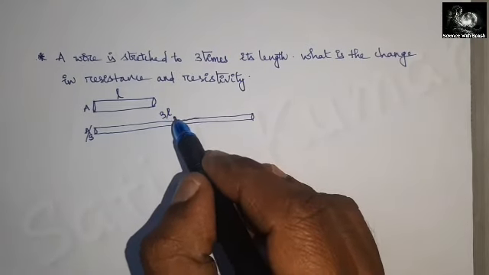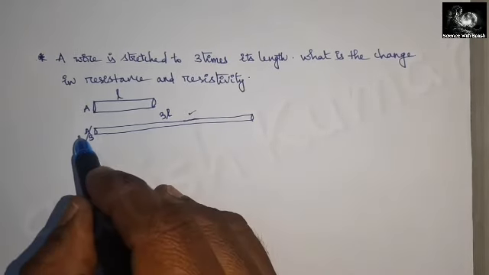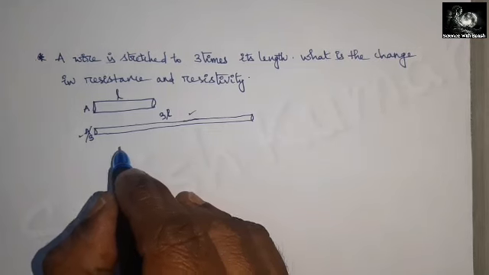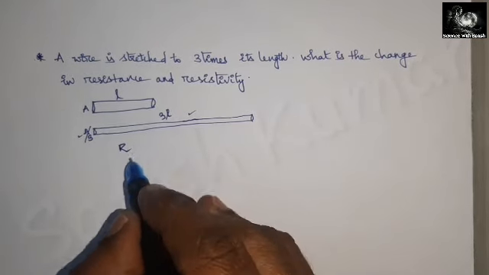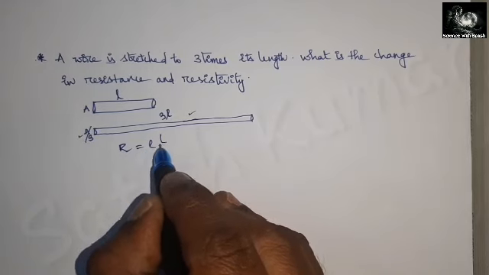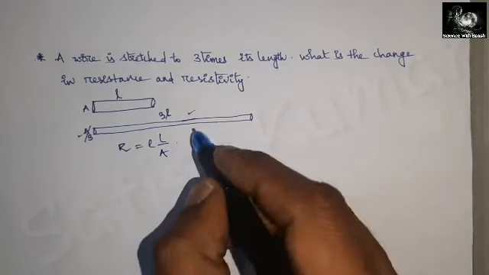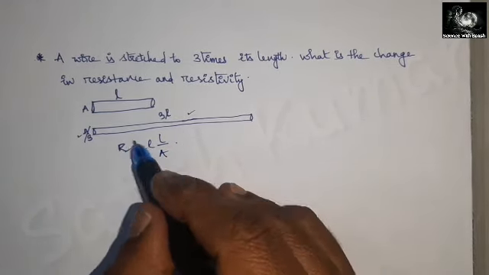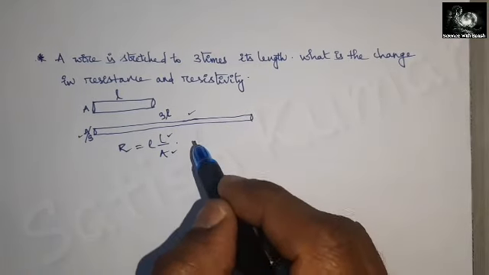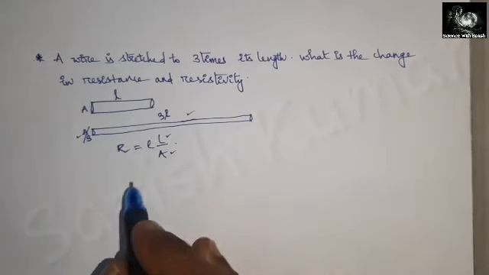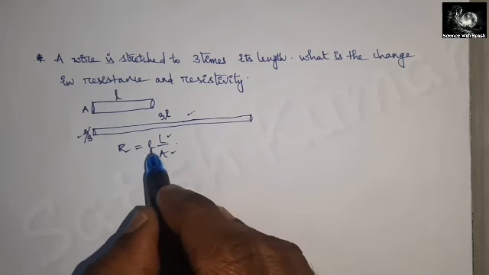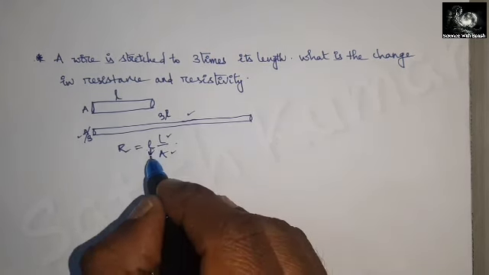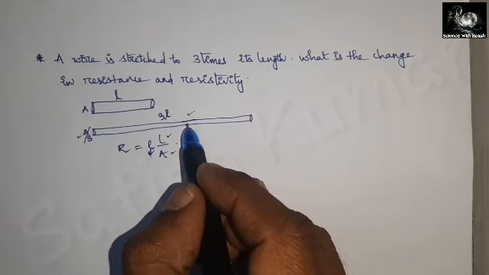So if the length is increased to 3L then the area will be A by 3. We have a formula, R is equal to rho L by A. I think you know very well that the resistance depends on the material and length of the conductor and the area of cross section of the conductor and so on. So from this, R is equal to rho L by A, where rho is called the resistivity. Resistivity is constant.